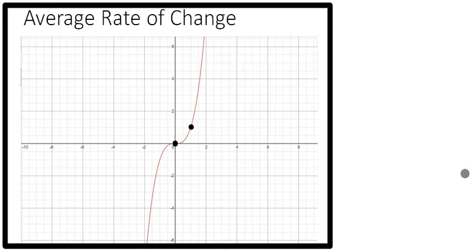Now before I give you some arbitrary formula and tell you where to plug numbers into, let's try to understand what average rate of change even means. So let's say you're driving from Kansas City and you're going to Denver. So you're driving west on Interstate 70. And generally speaking, it takes about 8 hours to make that trip.